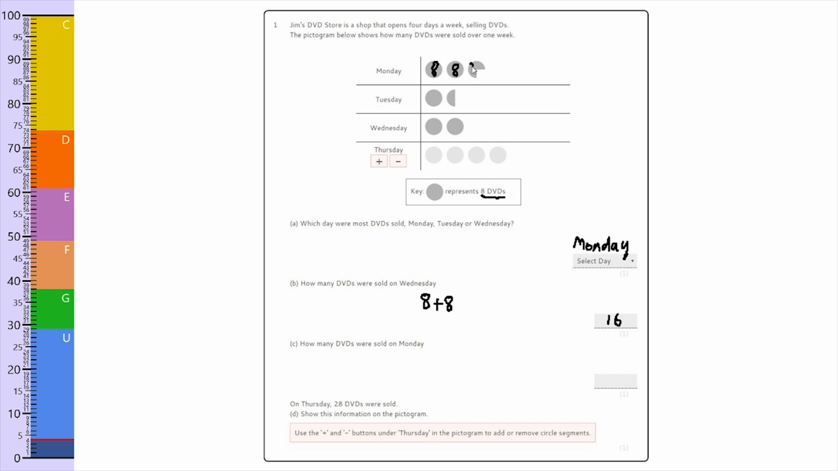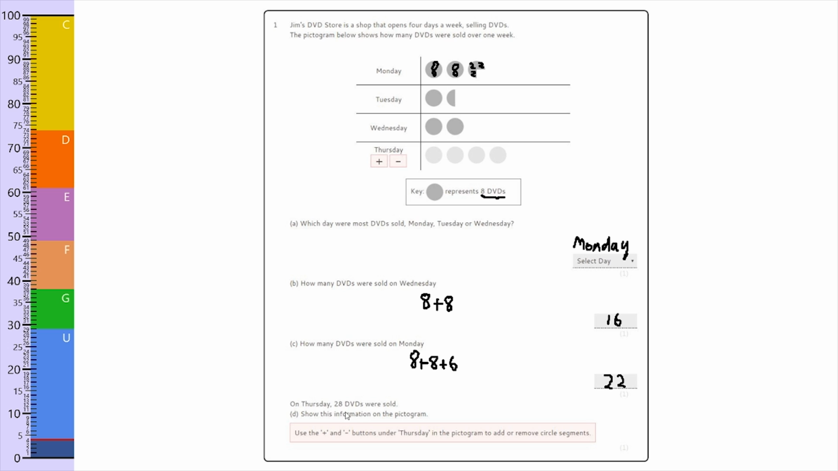So there's 2 there, 2 there, and 2 there. So that's 2, 4, 6. So I've got a full circle, another full circle, and then a bit left over. So the answer is going to be 22, because we've got the 16 there, and we've got 6 more, and 16 plus 6 hopefully is 22.